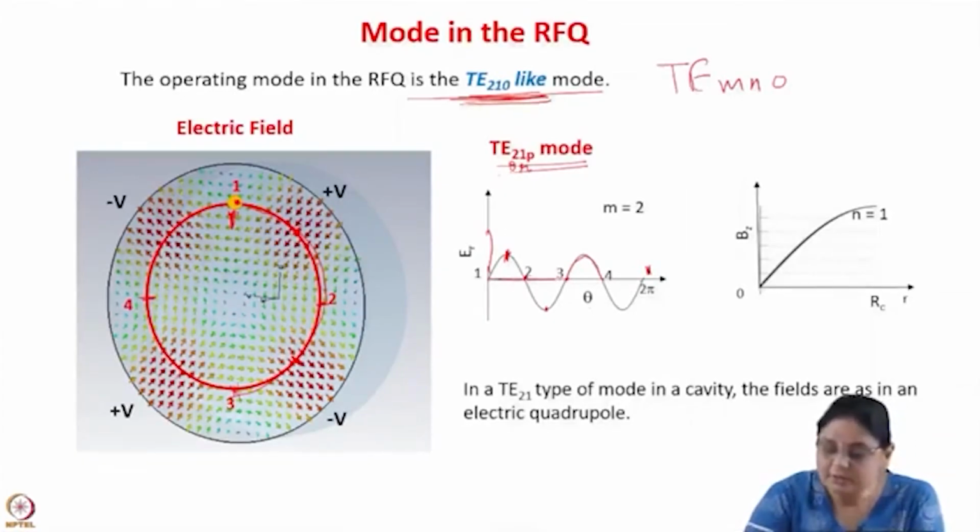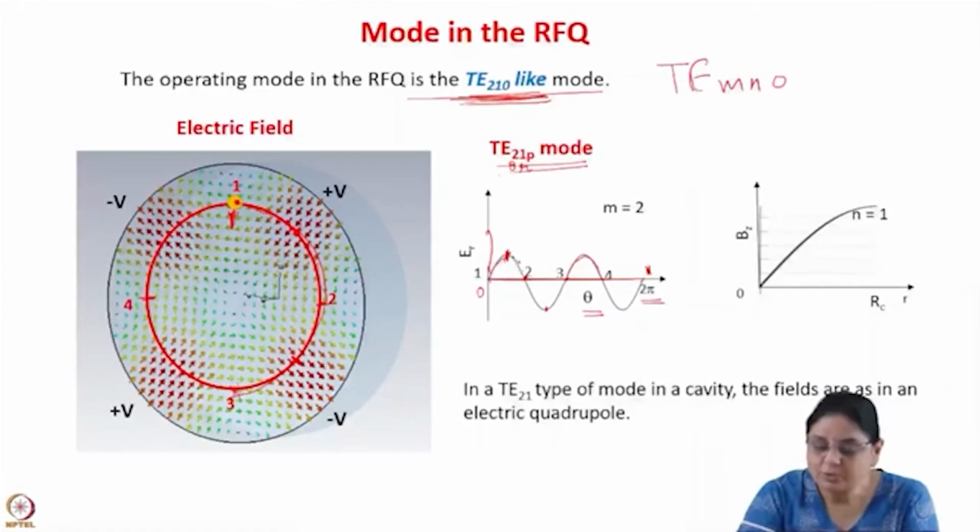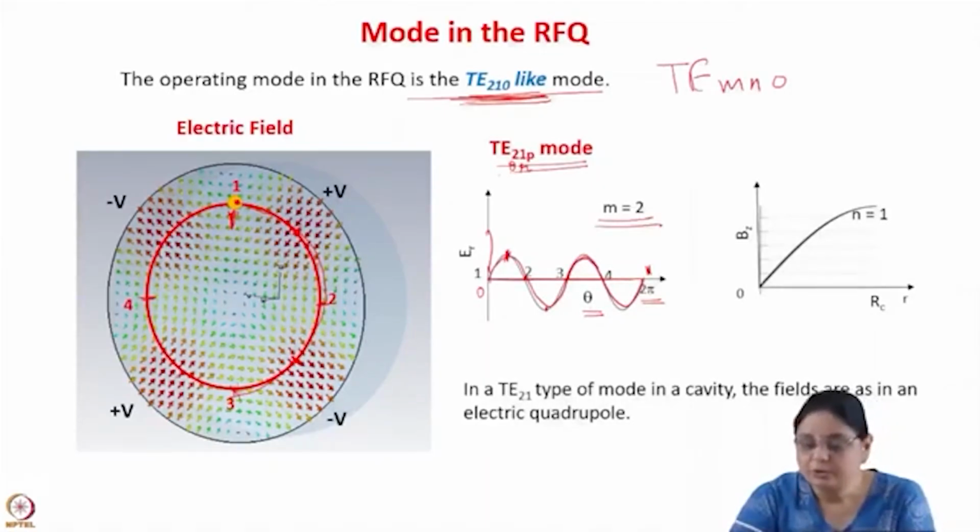So if we see the variation in ER in theta from 0 to 2 pi, we see that there are two full period variations in the field. So this corresponds to m is equal to 2.